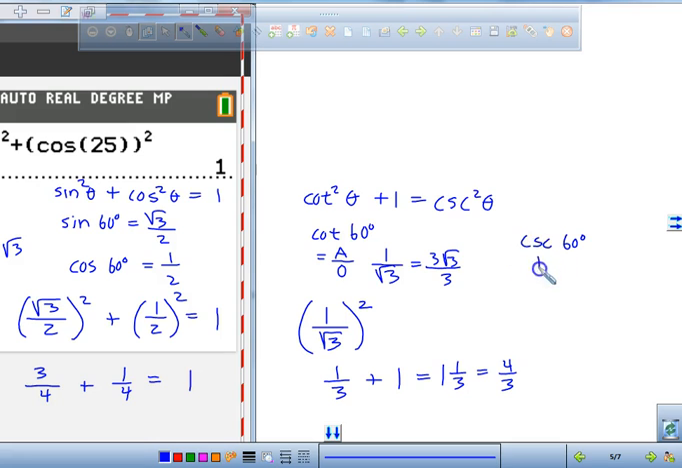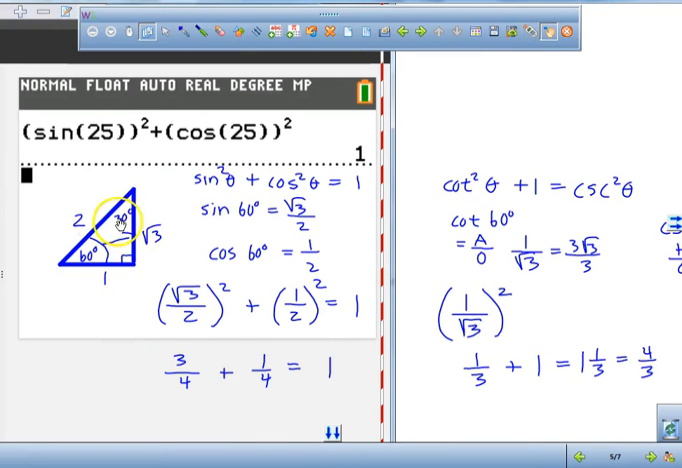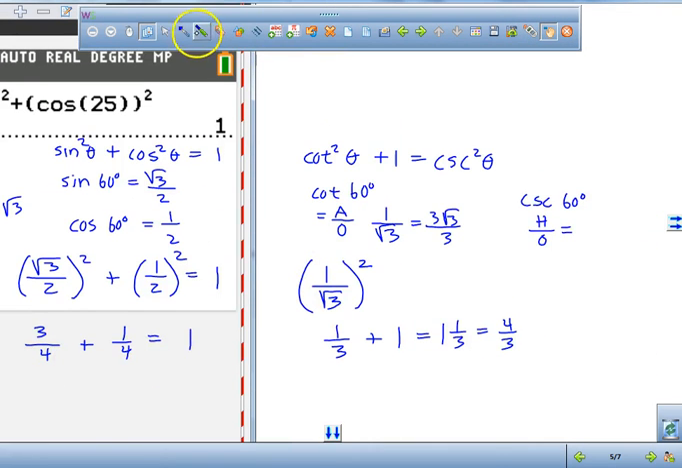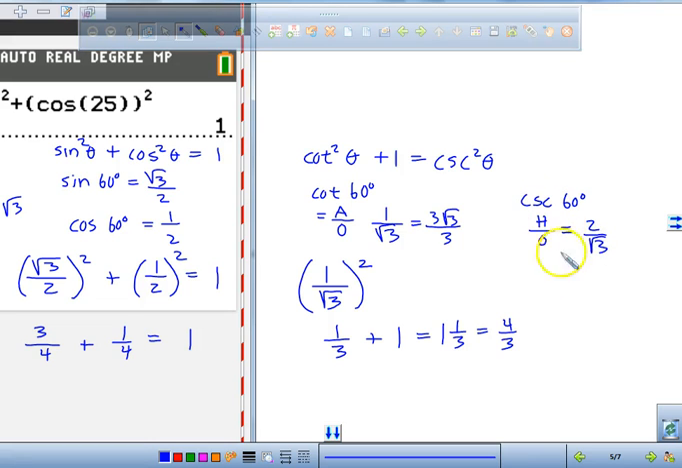Hypotenuse over the opposite. What is our hypotenuse equal to? 2. What is our opposite side equal to? Radical 3. So watch what happens if we square that. I know we don't have to rationalize it right now, because what are we going to do? We're going to square it. What does that become?